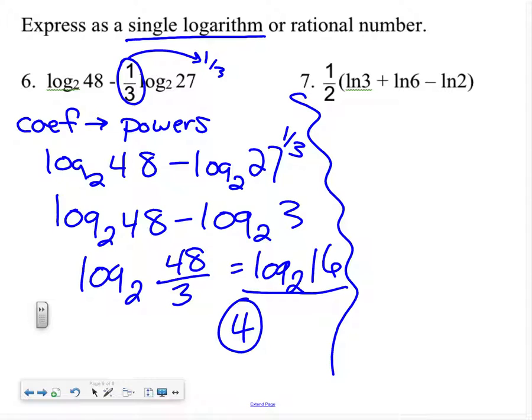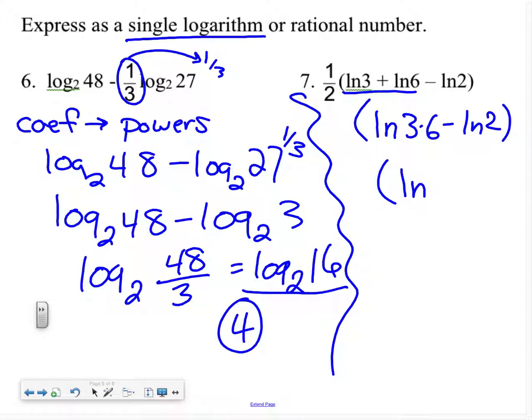Sum turns into a what? Product. So I can combine these two and make it the ln of 3 times 6. Okay? And so I have the ln of 18 minus the ln of 2. What about the subtraction? Turns into division. So would it make sense I have the ln of 3 times 6 over 2?